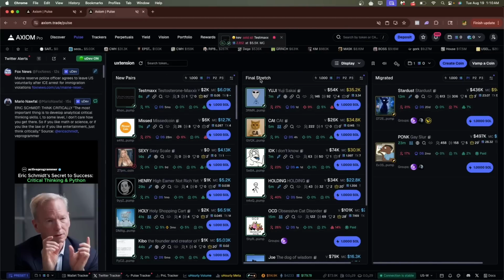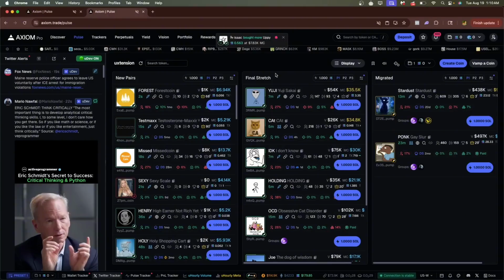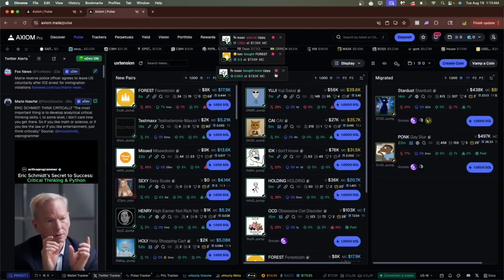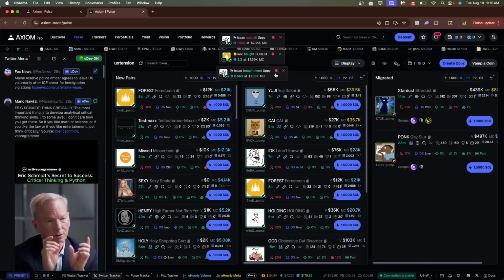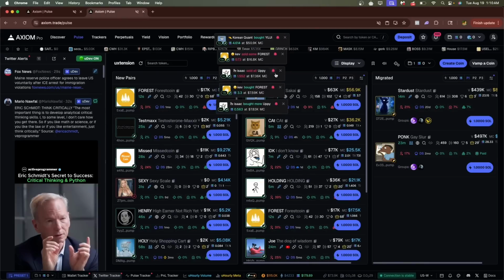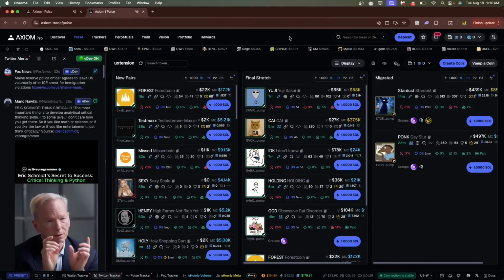The same does go for final stretch and migrated, but there's a little bit more, I guess, technical aspect to it, right? Because let's say a coin's at 30K, but then one of the top holders just flash dumped, whatever, right? The bigger the market cap, the more this applies. Or the more the volume, the more natural it is, the more this applies. So yes, how are we going to be able to do this?